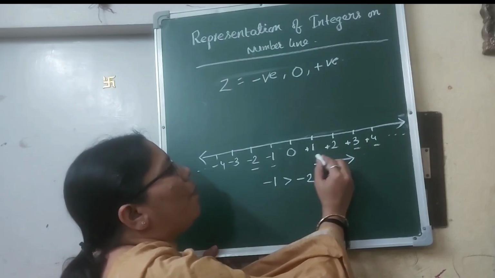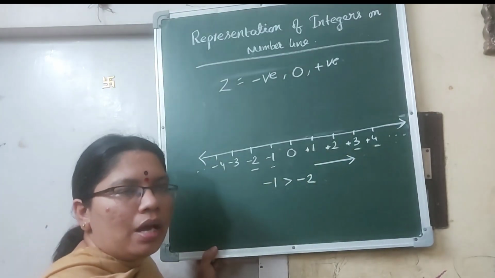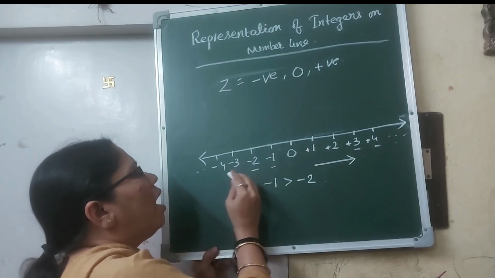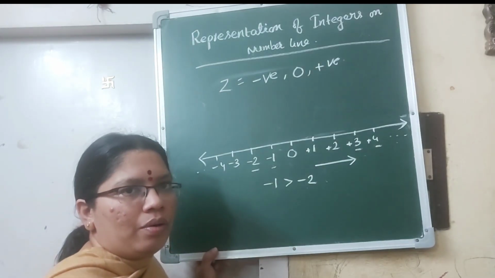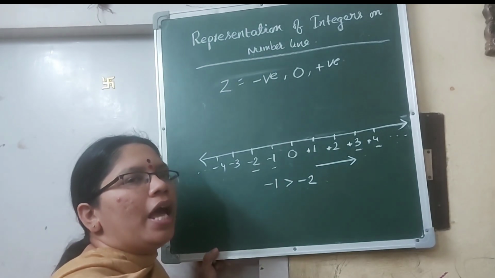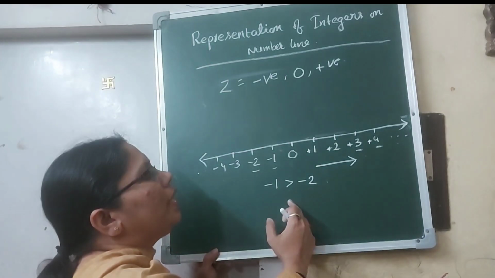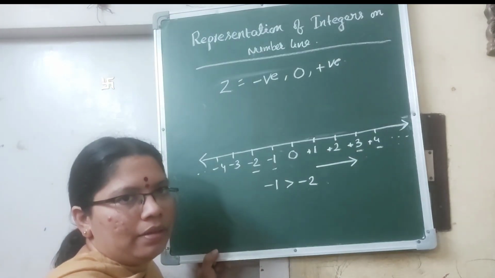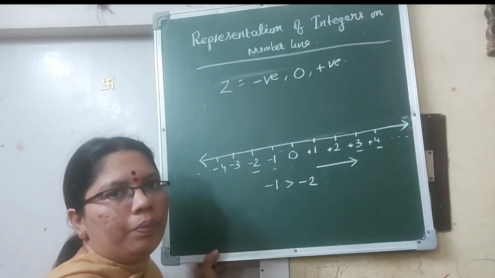All the positive numbers are more than any negative number. Any positive number is more than all the negative numbers. The number on the right hand side is more than the number on the left hand side. 0 is neither a positive nor a negative.